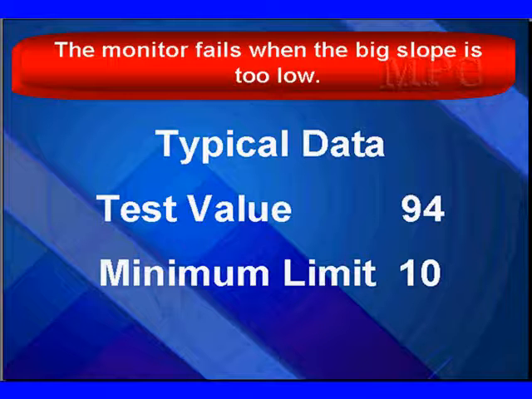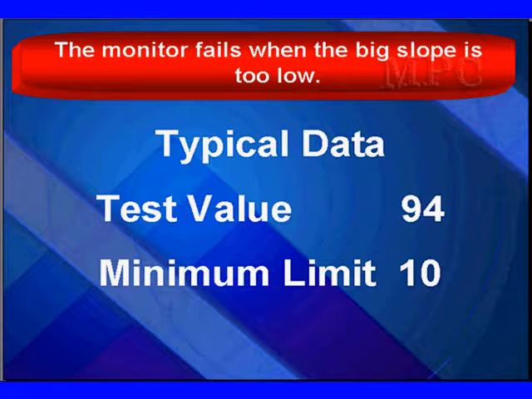Now again, one of the things we like to emphasize about Chrysler is we do not get converted values, so we can't go and measure something. We have to use them as relative indicators of what's going on. Remember, the monitor fails when big slope is too low. Here's some typical data. The test value was 94. The minimum limit was 10. As you can see, we easily passed this.